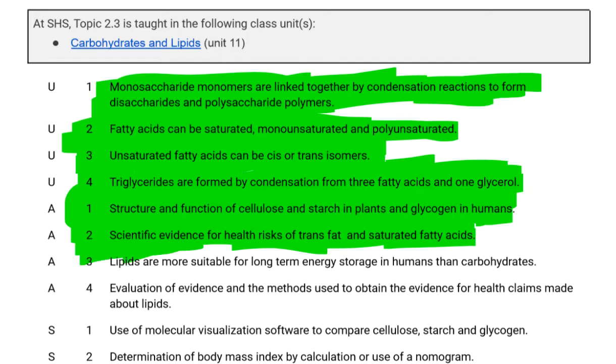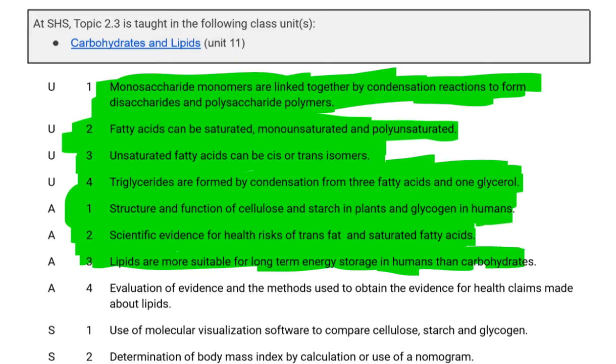Lipids are more suitable for long-term energy storage in humans, rather than carbohydrates. This is true because lipids tend to be less water soluble, so they're going to disrupt osmolarity less, and also lipids are more energy dense, so you can pack a lot more energy into just one gram of lipids than carbs. So that's an easy way for the human body to store energy, even though it may not be convenient to have fat in our body. We may not like it, but that's how it is.